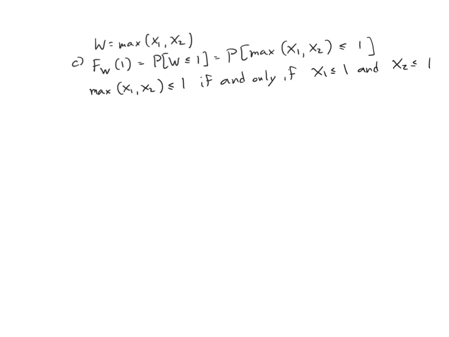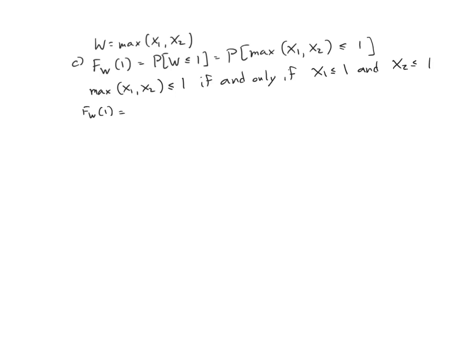So to see this, we can use the logic to go in both directions. For example, if the max is less than or equal to 1, then x1 is less than or equal to 1, and x2 is less than or equal to 1. And going in reverse, if you have that x1 is less than or equal to 1, and you have that x2 is less than or equal to 1, then you know that the maximum of the two random variables is less than or equal to 1. And this gives us our big insight to solving the problem.